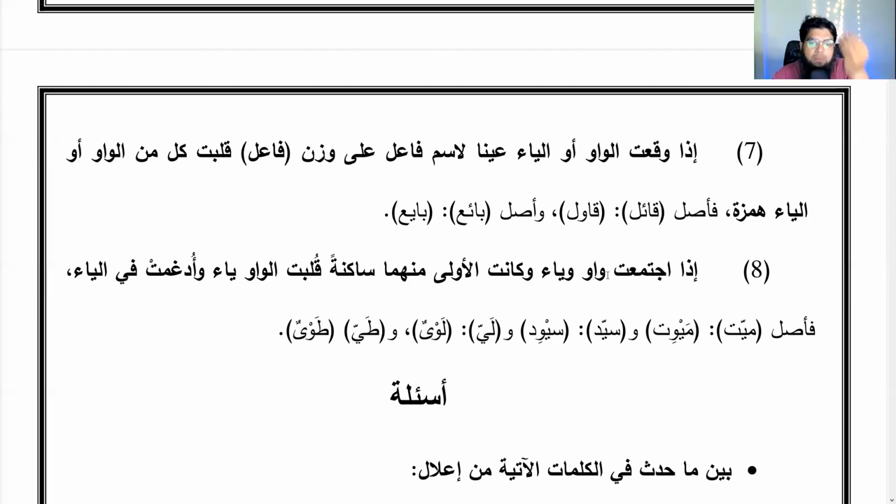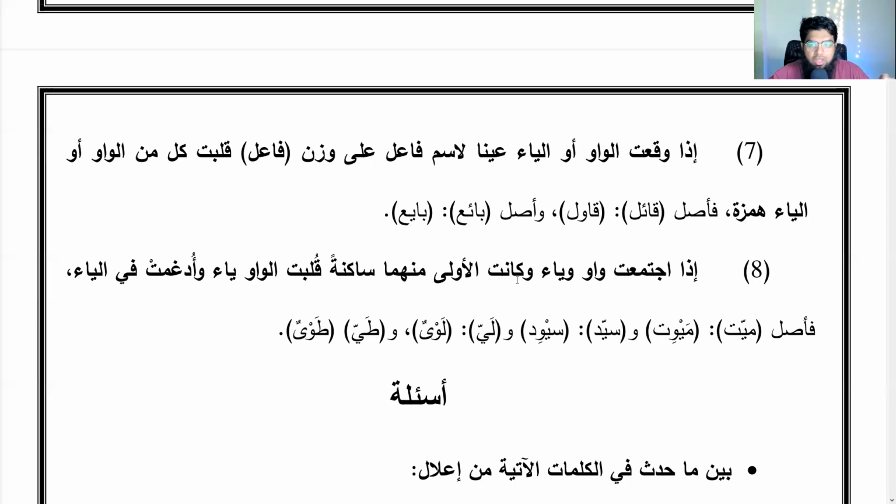And now, idha ishtama'at wawun wa ya'un, if waw and ya come together, wa kanatil ula minhuma sakina. Waw or ya come, and either could be sakina, but the first one should be sakina. The first one should have sukun. So what you'll do? Qulibatil waw ya'an. The waw will be changed into a ya, wherever it happens. Waw is already sacrificing so much. One more sacrifice. The waw will become ya, and the ya will do idgham. Wa udghimat fil ya'i.